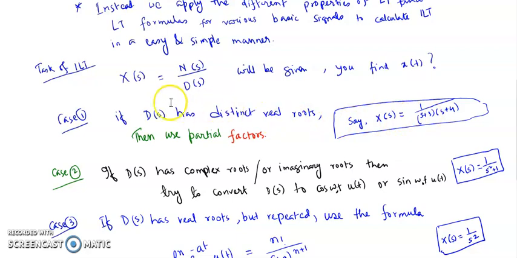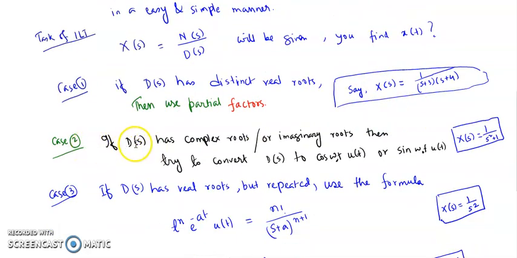So if D(s) is solved, then we get the distinct roots, s is equal to minus 3 and s is equal to minus 4. So this equation falls in the category of the first case where D(s) has distinct roots. In that case we can use the partial fraction method that we will discuss in the next video in detail, where we try to divide this function into separate fractions and then use the properties of Laplace transform to solve the inverse Laplace transform problem.